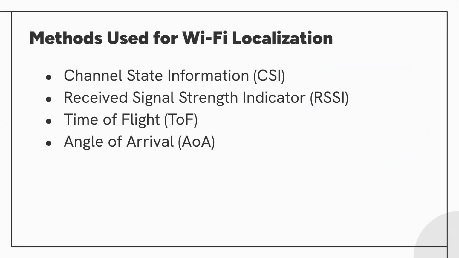So let's talk a little bit about the type of data that Wi-Fi contains that you can actually use to localize areas. There's four key kinds, which are channel state information, which this project is going to focus on, but there's also received signal strength indicator, time of flight, and angle of arrival, which we'll also continue to explain after this.